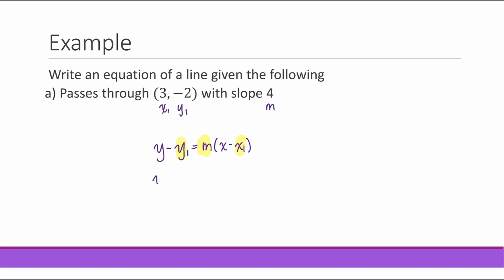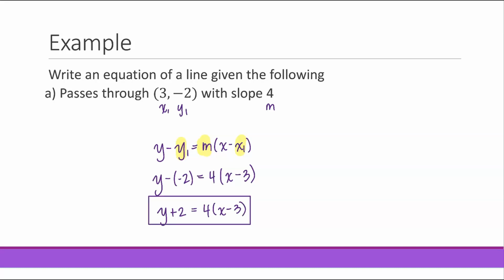So let's go ahead and do that. I have y minus -2 equals positive 4 times the quantity x minus 3. Now here I can clean this up a little bit. Y minus -2 is y plus 2 equals 4 times the quantity x minus 3. So here, this is an equation of a line. It's written in point-slope form. Since the instructions don't specify how to leave your answer, this is a perfectly fine way to leave your answer.